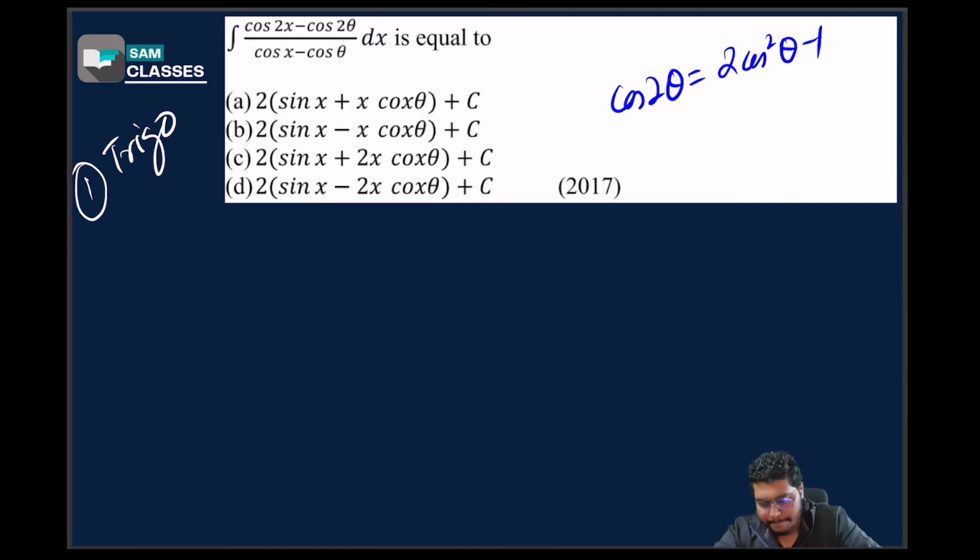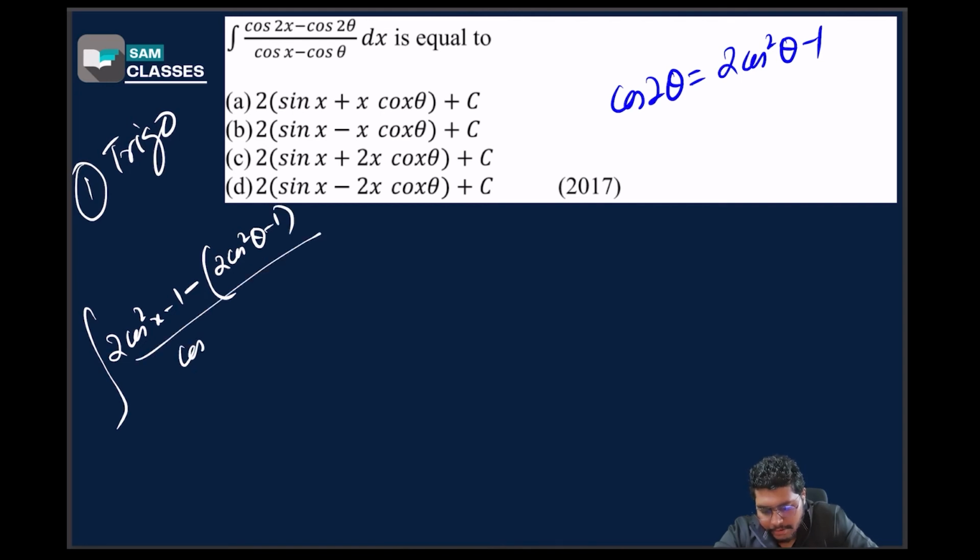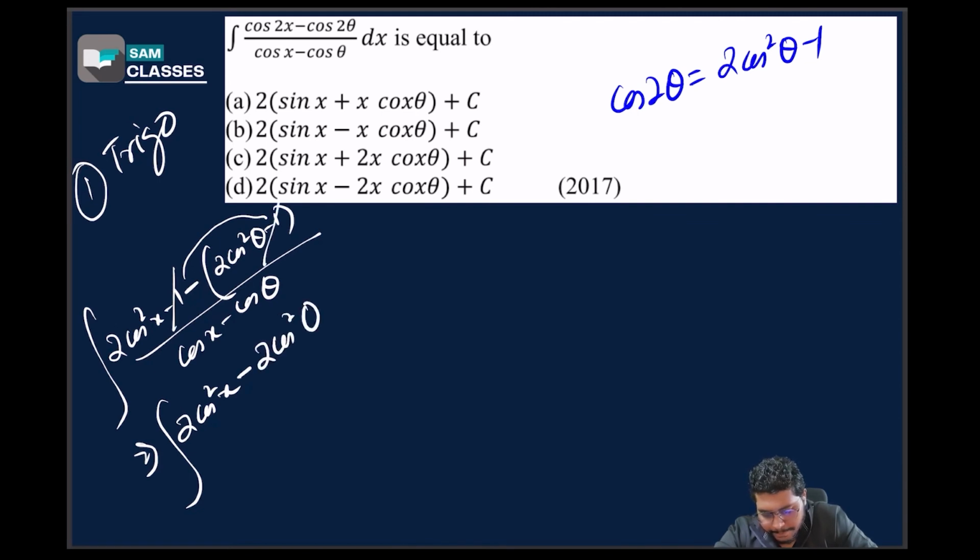How? Let's see. cos 2x can be written as 2 cos square x minus 1, minus of 2 cos square theta minus 1, divided by cos x minus cos theta. That is equal to 2 cos square x minus 1, and minus into minus is plus 1, so both will be cancelled. Minus 2 cos square theta, divided by cos x minus cos theta.